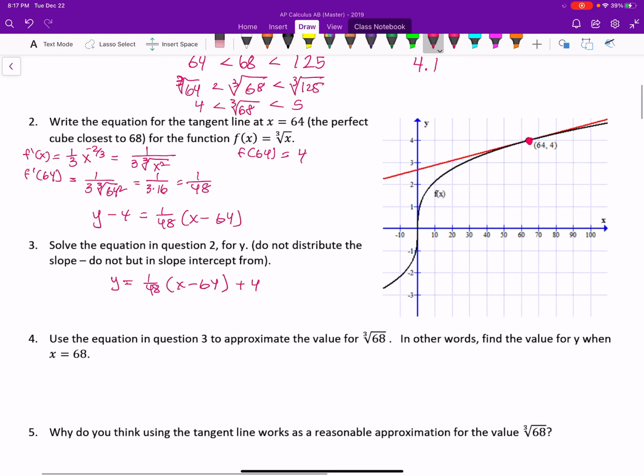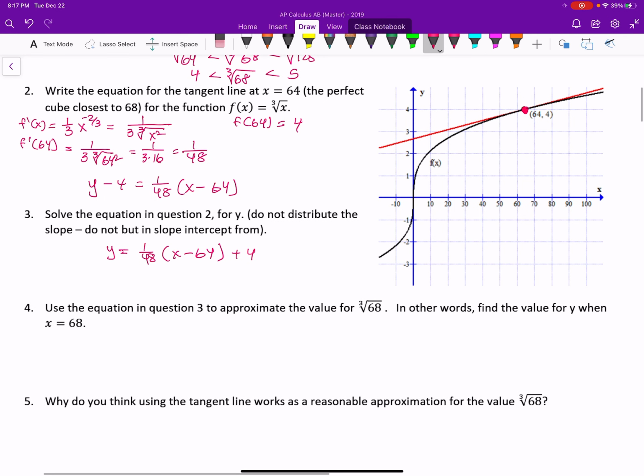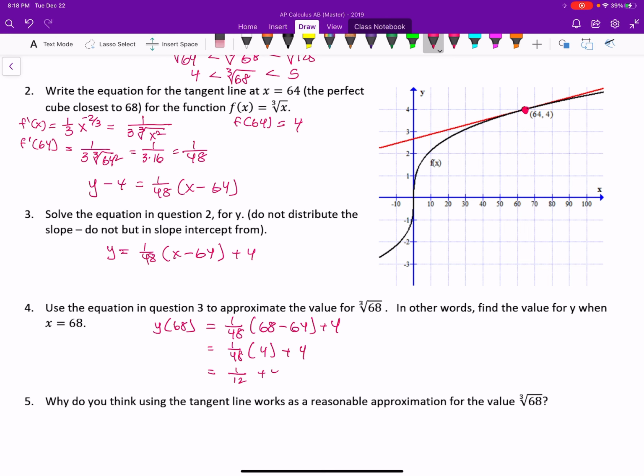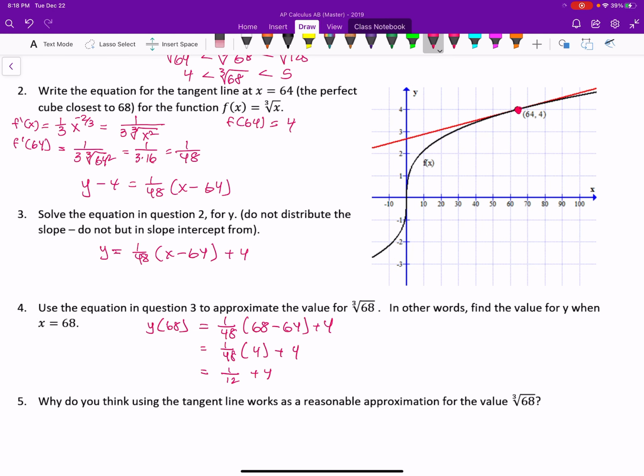All right. So now in number 4, it says use the equation in question 3 to approximate the value for the cube root of 68. In other words, find the y value when x is 68. So we are essentially finding y when x is 68. So 1/48 times 68 minus 64 plus 4, which is equal to 1/48 times 4 plus 4, which is equal to 1/12 plus 4. All right, so it's going to be, okay, 4 and 1/12.